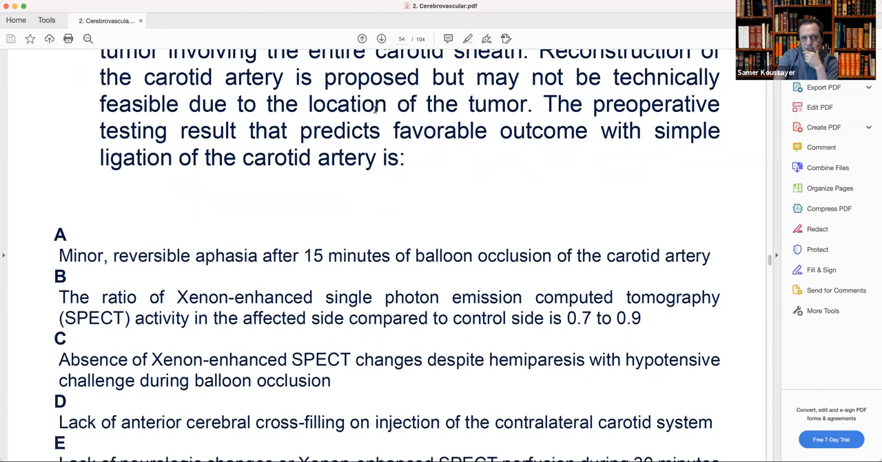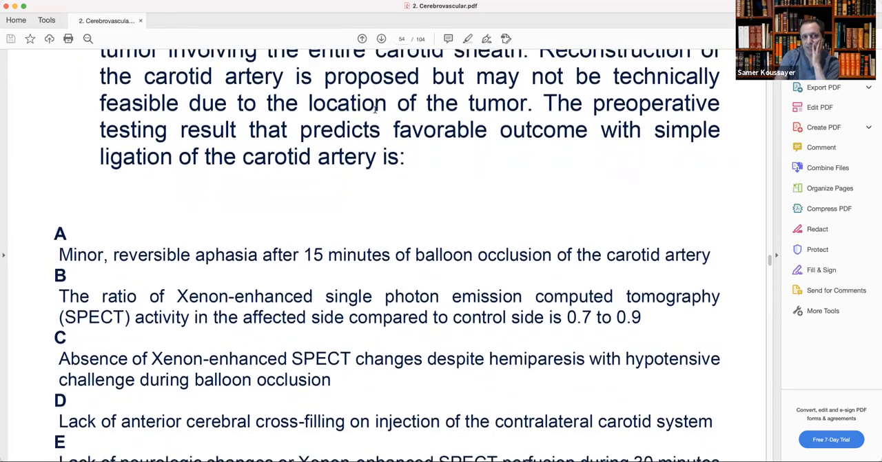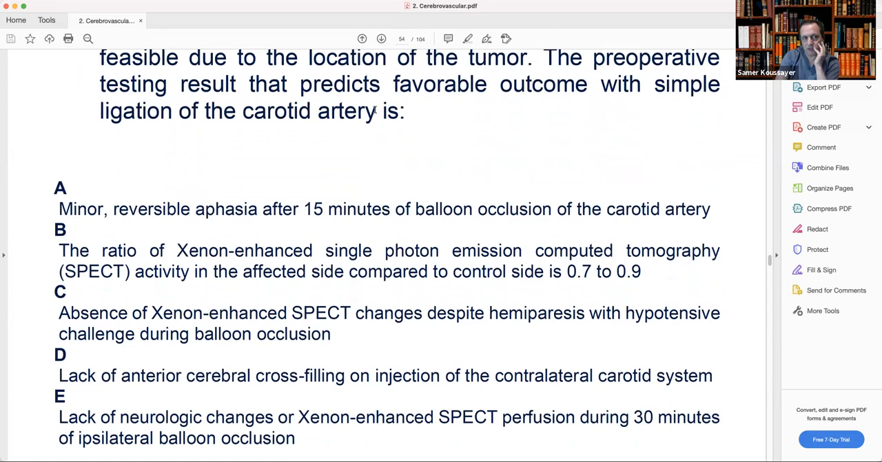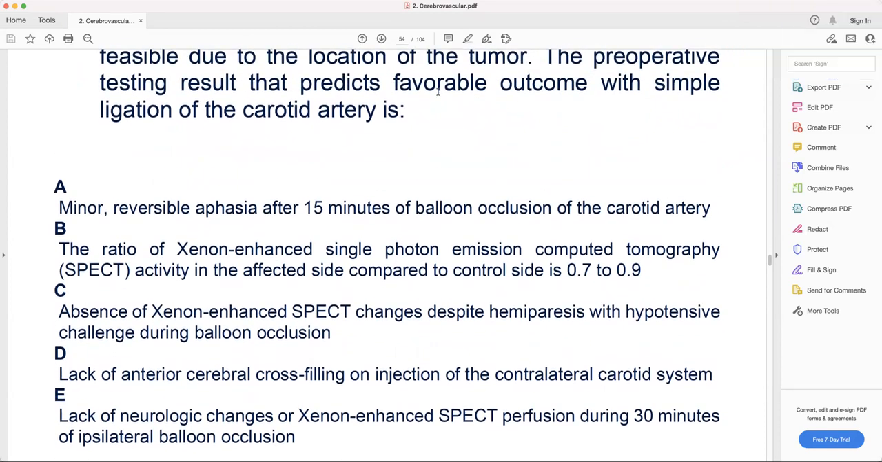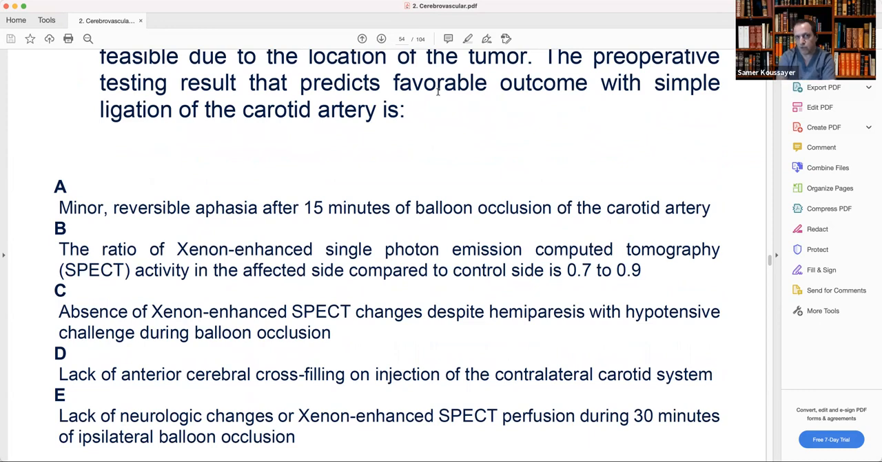So let's go through the question. I think it's a good question because it's practical; you may need it even in your clinical life. So let's go one by one. What he's asking is the predictor of favorable outcome, which one says you have a good outcome? That means the balloon occlusion test is negative and he will tolerate the ligation of the carotid artery.